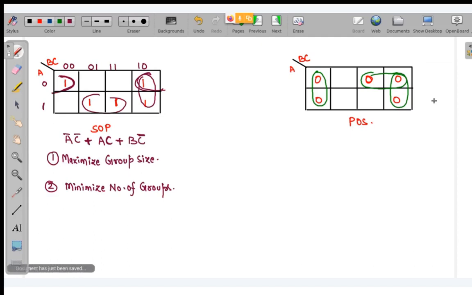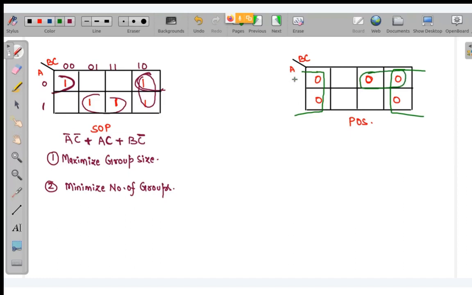Why? Because my main aim is to maximize group size and minimize number of groups. And I have violated one of the things. What? I haven't maximized the group size. See, I could have made a group of 4 like this. Okay. So this is one group of 4 and this is one more group.